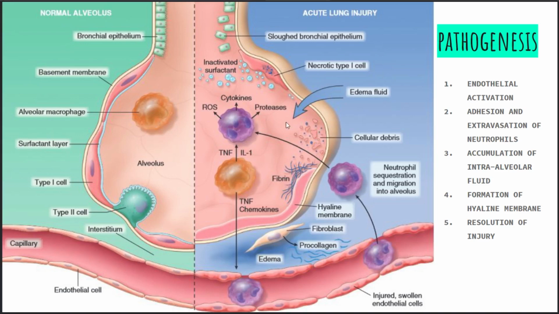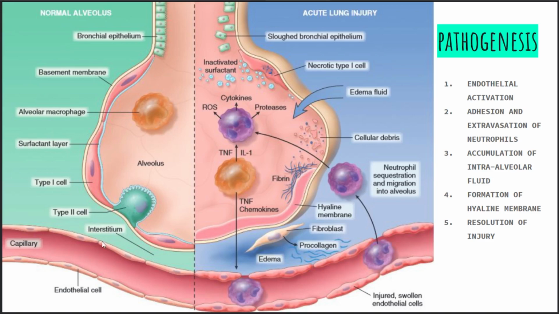Now the edema fluid contains mainly fibrin. That fibrin in the edema fluid and the necrotic debris from the type 1 cells both will combine to form a hyaline membrane. That's the second last stage, formation of hyaline membrane. After that, this forms a granulation tissue and that injury will resolve. So resolution of the injury, we will discuss later in morphology. So this is the pathogenesis.